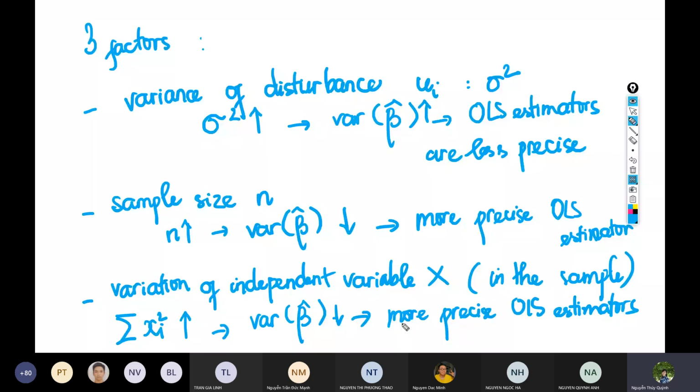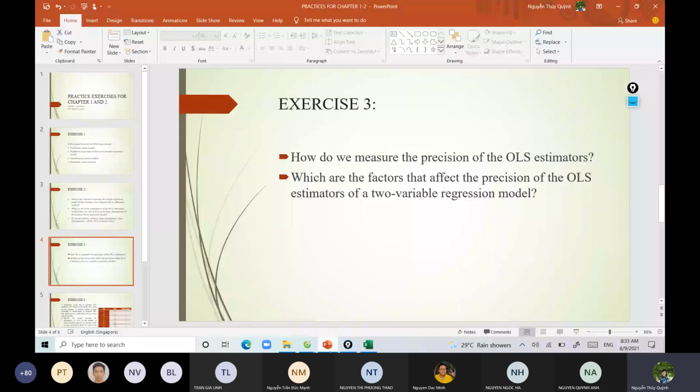Exercise 3. Okay, Quỳnh Anh đúng không ạ? Quỳnh Anh. All right, thank you. And what about exercise 4?